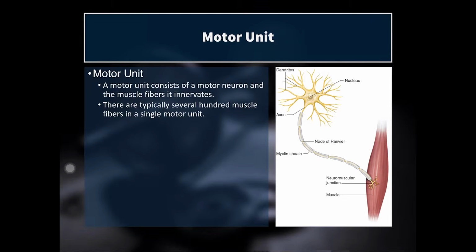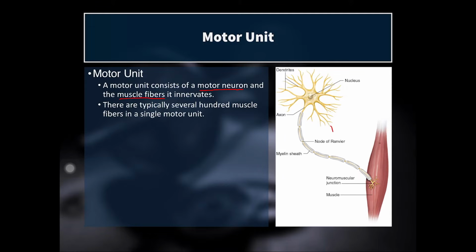So let's talk about the functional unit of the muscle, which is actually comprised of both nerve tissue and muscle tissue, and it's called the motor unit. So the motor unit is the contractile unit of muscle tissue. A single motor unit consists of the motor neuron, also called the alpha motor neuron, and all of the muscle fibers that it innervates. Okay, so here we see a picture of the alpha motor neuron.